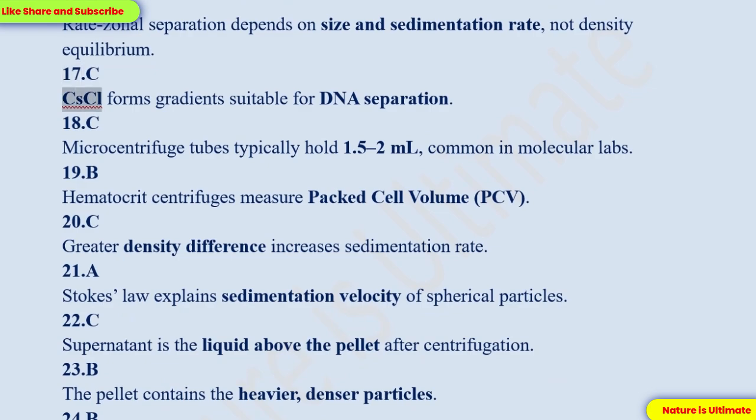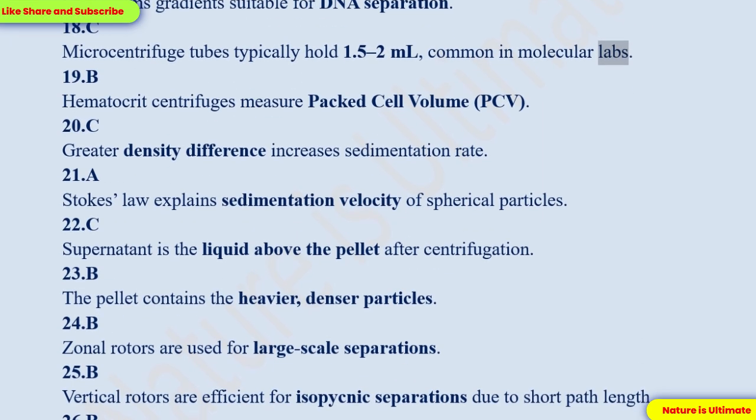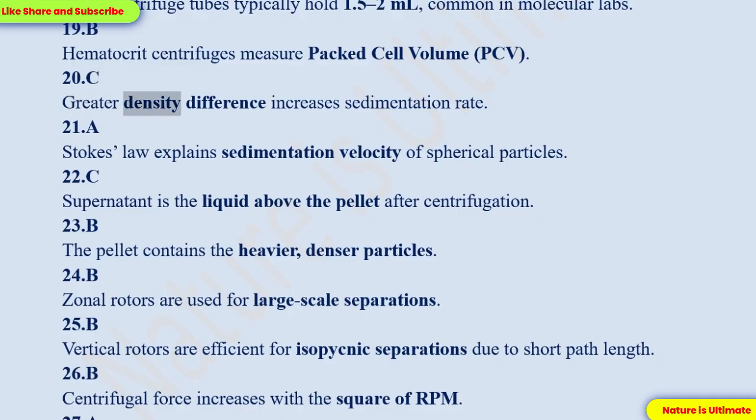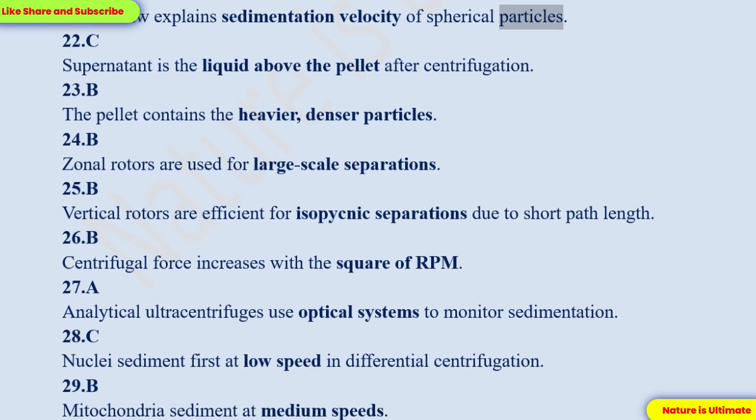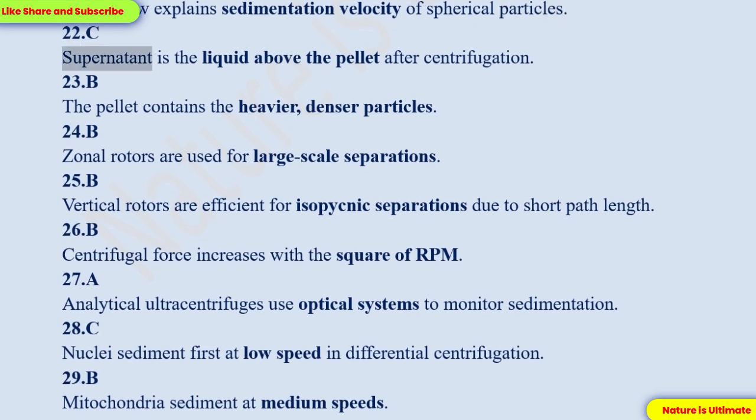17c. CsCl forms gradients suitable for DNA separation. 18c. Microcentrifuge tubes typically hold 1.5 to 2 ml, common in molecular labs. 19b. Hematocrit centrifuges measure packed cell volume, PCV. 20c. Greater density difference increases sedimentation rate. 21a. Stokes' law explains sedimentation velocity of spherical particles. 22c. Supernatant is the liquid above the pellet after centrifugation.